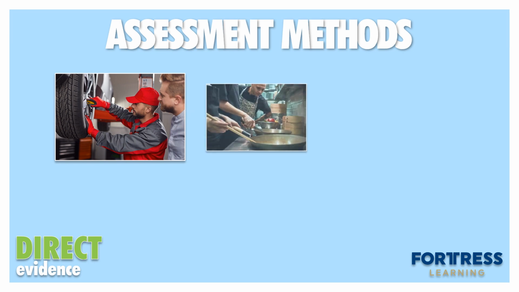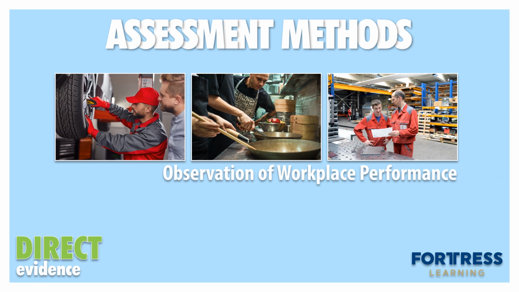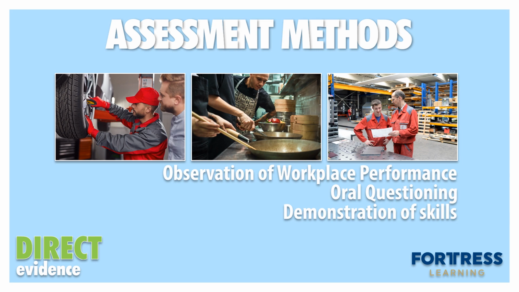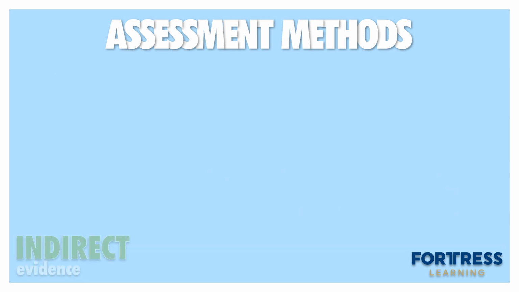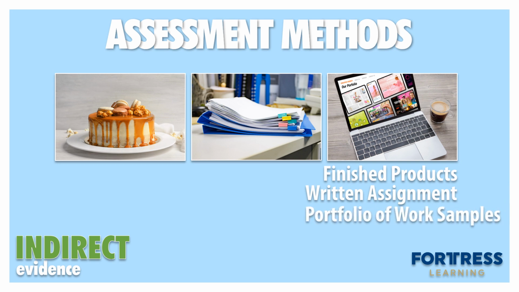Direct evidence is evidence that's been personally observed or witnessed by the assessor. Direct evidence includes things like observation of workplace performance, oral knowledge questioning, and demonstration of skills. Indirect evidence is evidence of a candidate's work that can be evaluated by the assessor, but the assessor did not personally witness the creation of the evidence. Indirect evidence could include finished products, written assignments, or a portfolio of previously completed work samples.